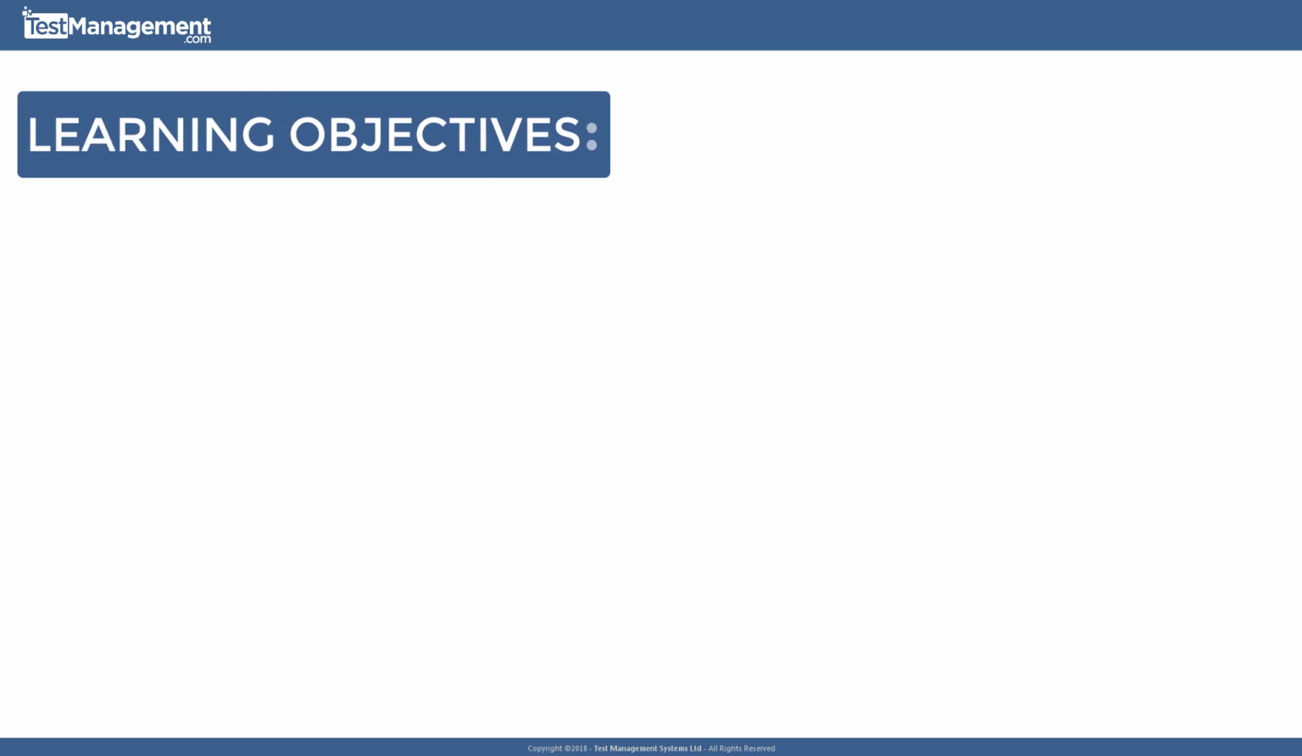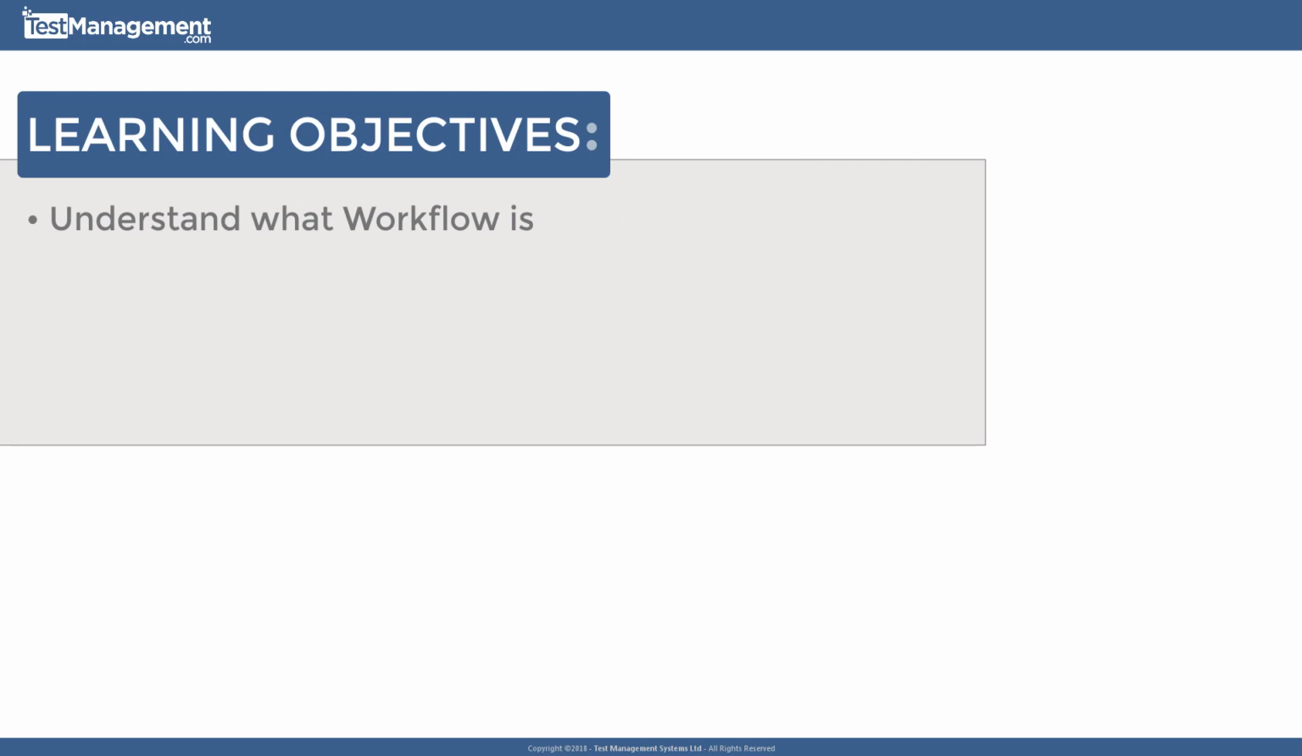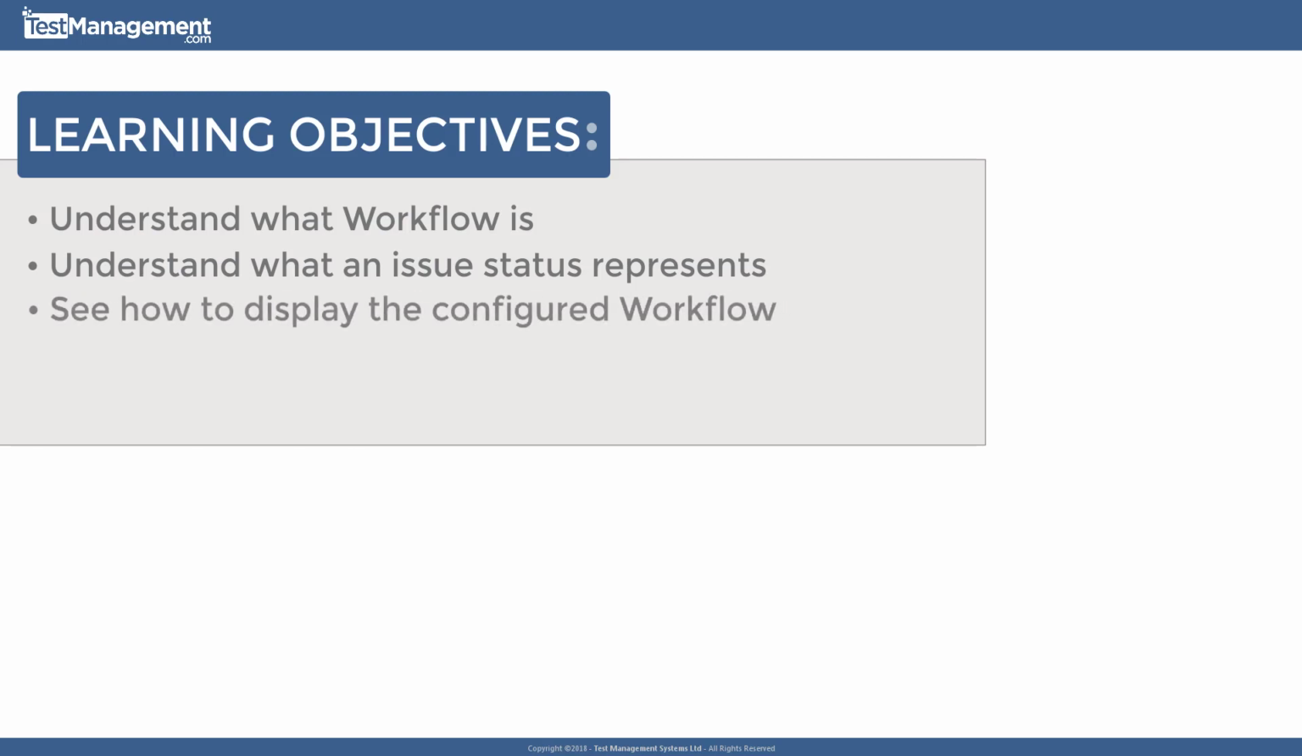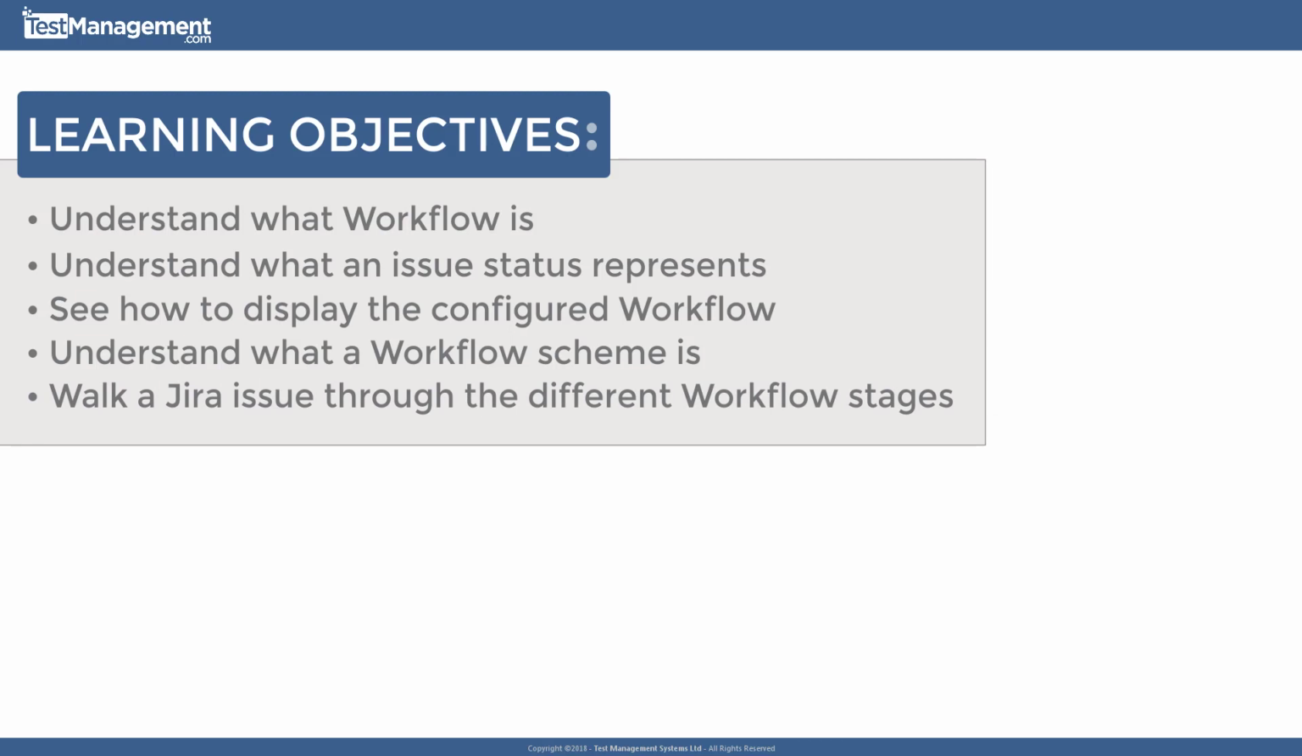The learning objectives for this module: 1. Understand what workflow is. 2. Understand what an issue's status represents. 3. See how we display that configured workflow for a particular project. 4. Understand what a workflow scheme is. And 5. We're going to walk through a Jira issue, going through the different workflow stages and status values.